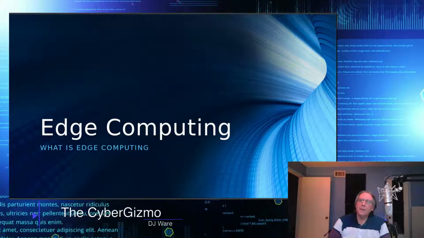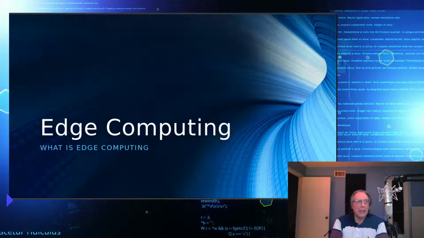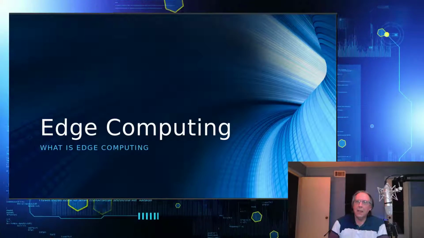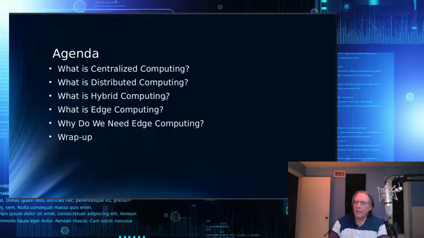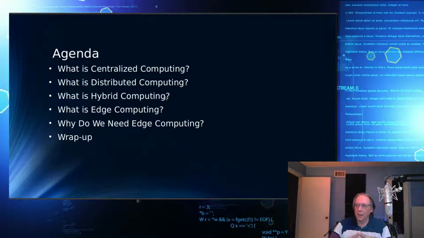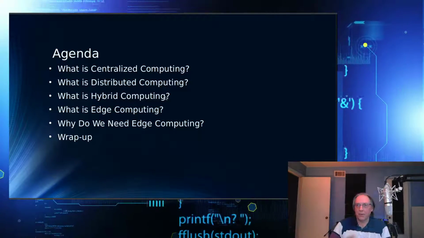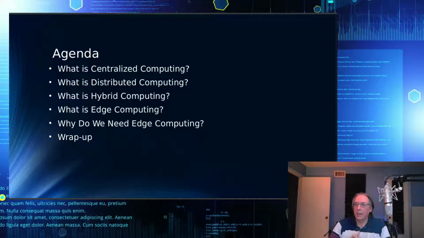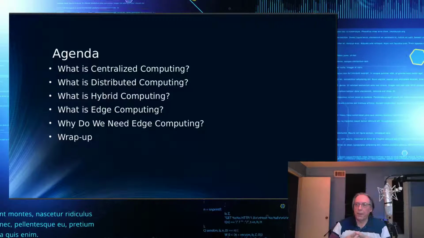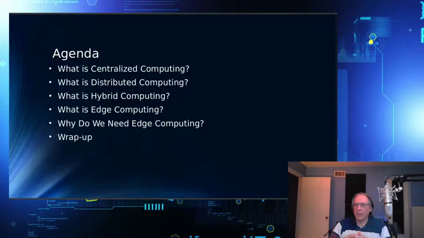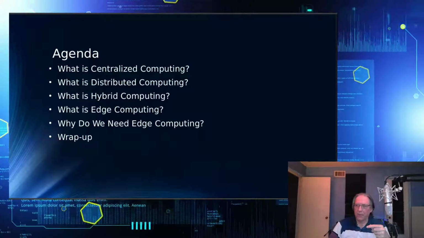So, you probably have heard this term before, and you probably have wondered, what the heck is edge computing? So today we're going to take a look at that, but before we do, we need to look at a couple of other things as well. We need to discuss what is centralized computing, and what is distributed, and what is hybrid. Then we'll talk about edge computing, and then we'll talk about why we need edge computing. What is that all about? And then we'll wrap it up, as always.